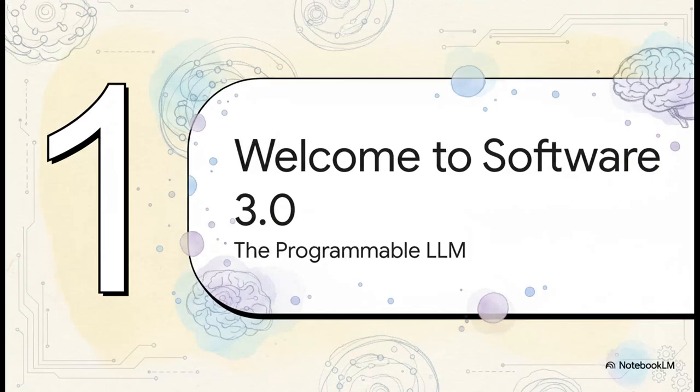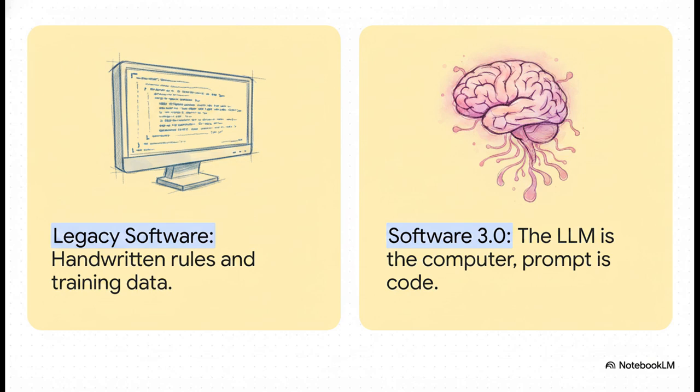Okay, Section 1. Welcome to Software 3.0, from handwritten rules to programmable interpreters. Let's start by looking at the foundational shift that is totally redefining our industry. The evolution here is wild. In Software 1.0, we basically wrote explicit handwritten rules. In Software 2.0, we trained neural networks by feeding them massive data sets.